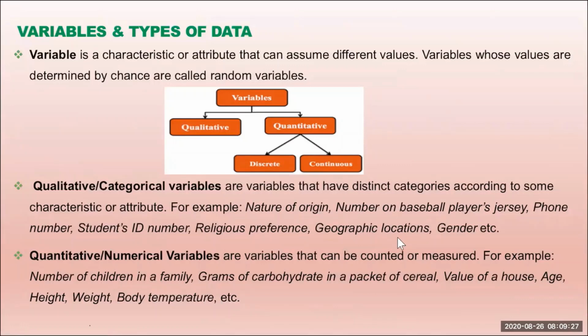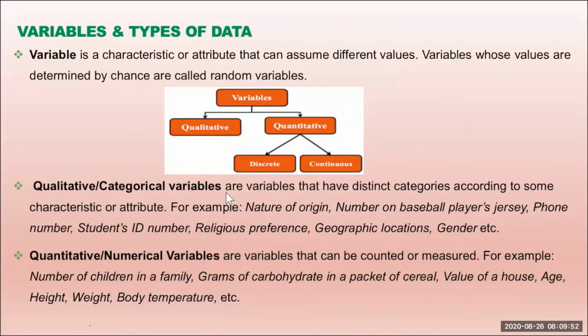Geographic location, for example, North American country, South American country, Asian country, African country. If I'm looking at a geographical location, it also categorizes the data. Similarly, gender also categorizes the data. Male, female, other genders, we will have groups of people based on gender. So these are all examples of qualitative or categorical variables.